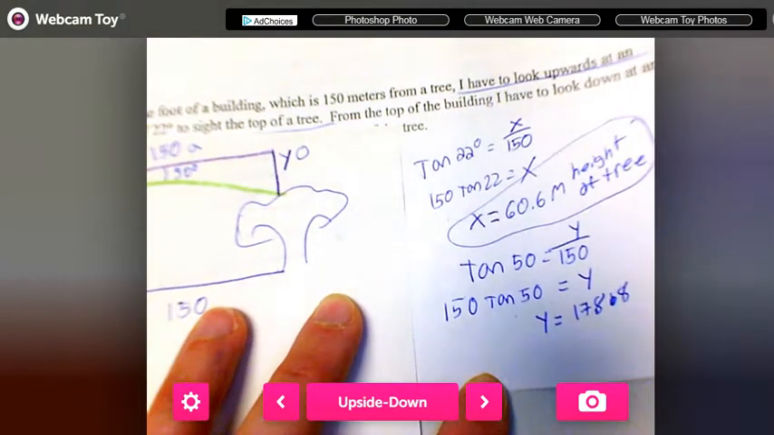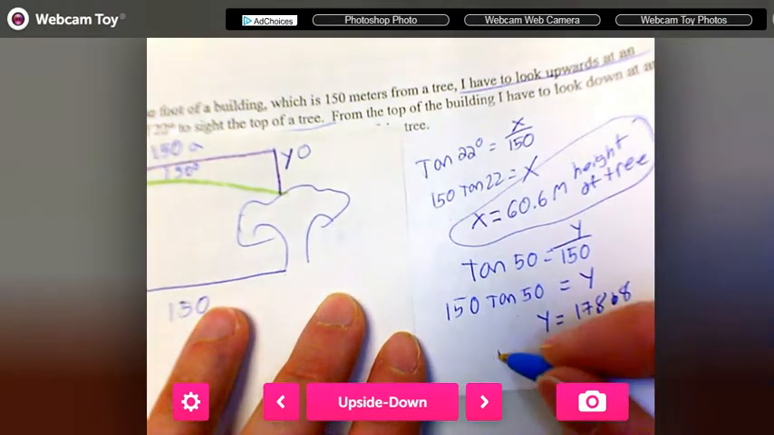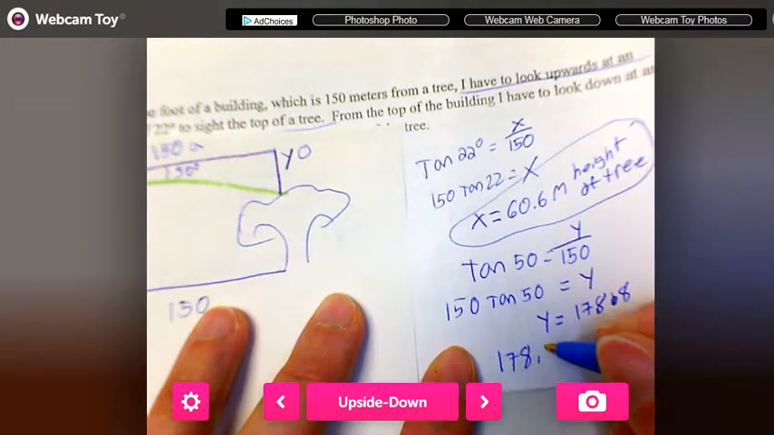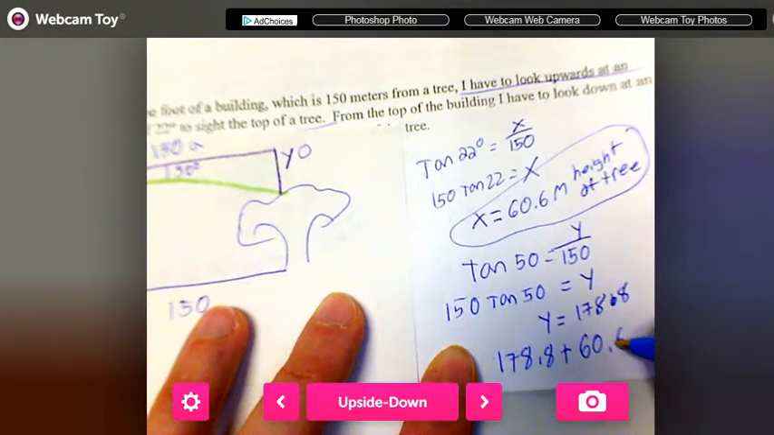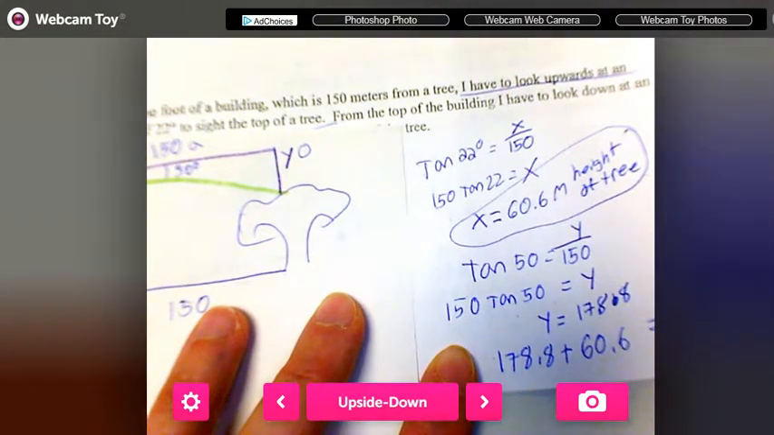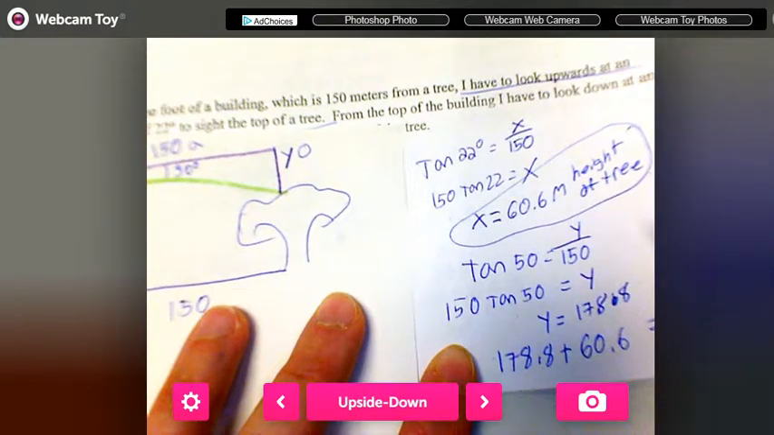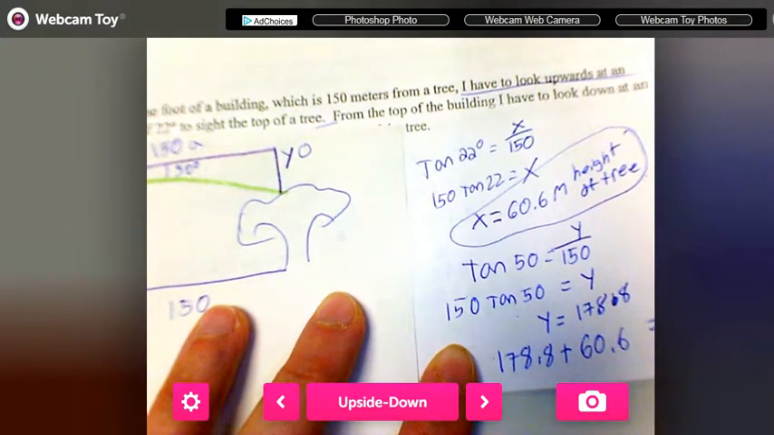But that's just the difference from the top of the tree to the top of the building, right? How do I find the total height of the building? I take 178.8 and add it to 60.6. And that's how I get the building is 239.4 feet. Building height.